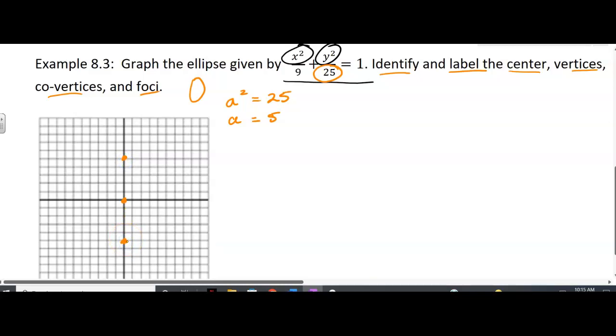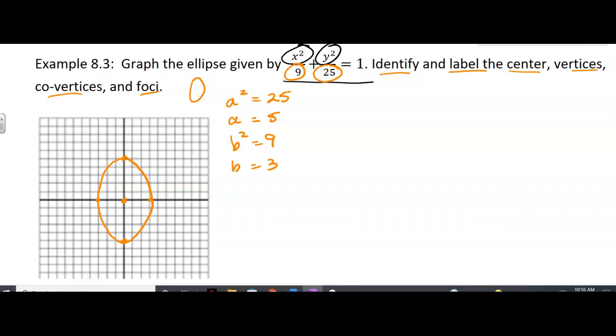And then my B squared is equal to 9. And so B is 3. So I'm going to count 3 to the left and 3 to the right. 1, 2, 3. 1, 2, 3. And then I'm going to try to draw as good an ellipse as I can. And not too bad for me. That's a fairly good ellipse for me. Okay, so you just do your best. That's the best we can do on these.